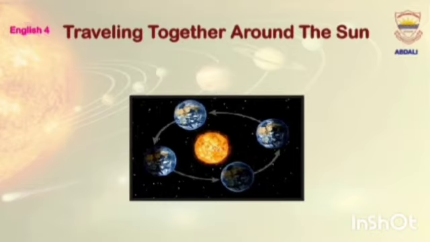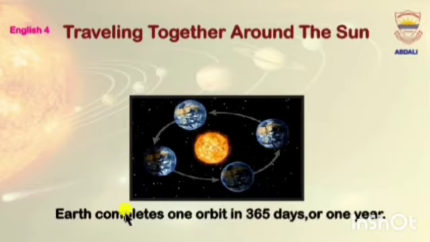Now we are going to next slide. Look at the picture. Earth completes one orbit in 365 days or 1 year. Students, can you answer my question? How many days does Earth take to complete its one orbit? Earth completes one orbit in 365 days or 1 year. Very informative answer, my dear students.